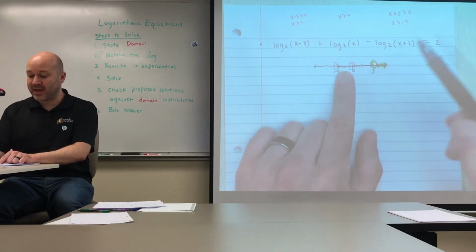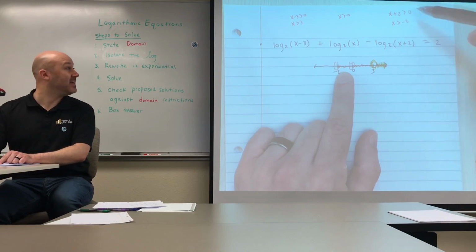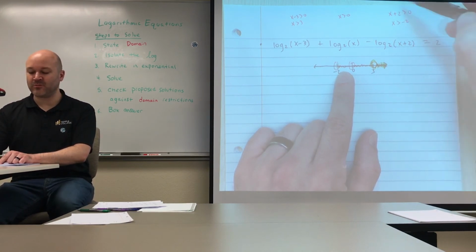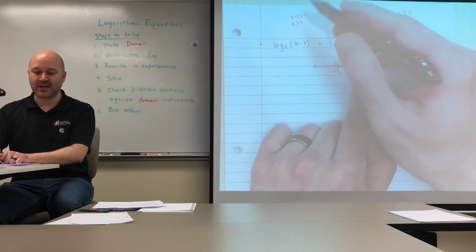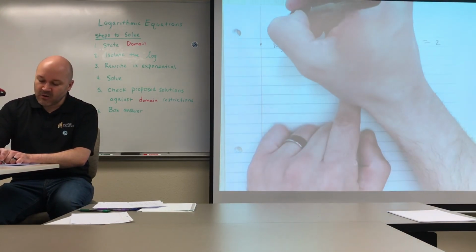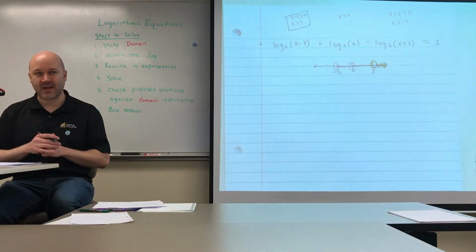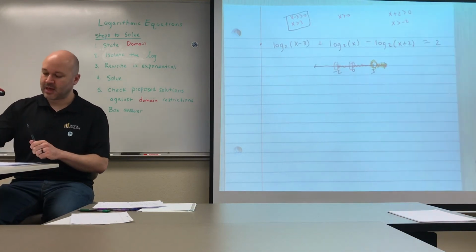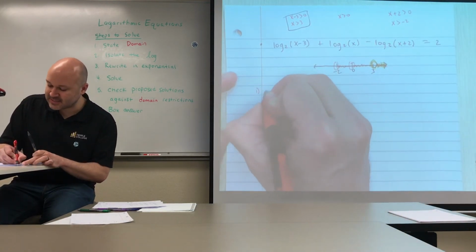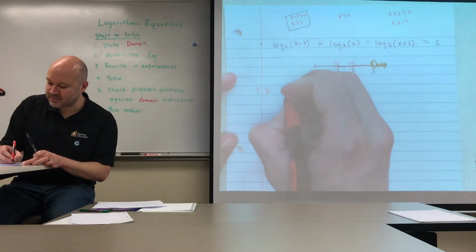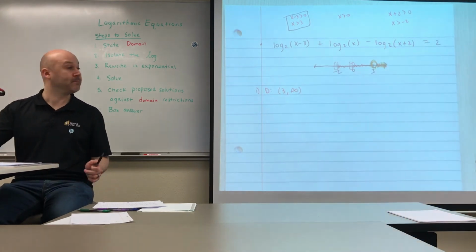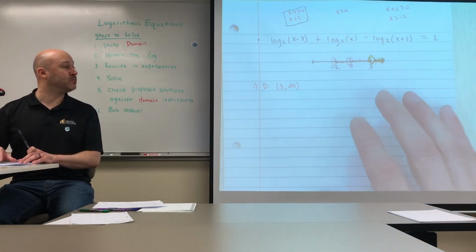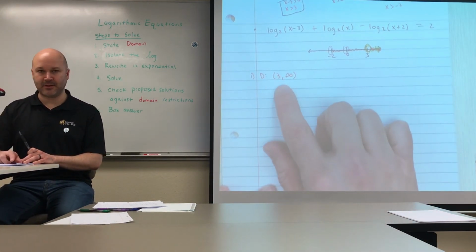-1 would be okay for x is greater than -2, but it wouldn't work for the other two. +1 would work for those two, but not that one. So I need all the values that are bigger than +3. First step is to state the domain. I'm going to state the domain as 3 to infinity. If I get multiple solutions, they better be bigger than 3.